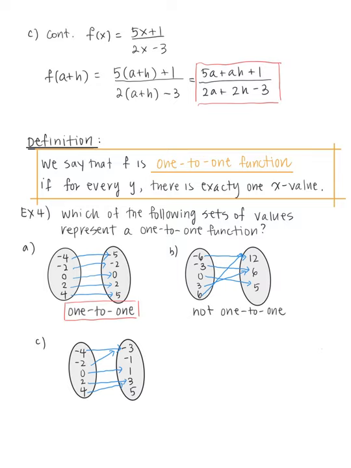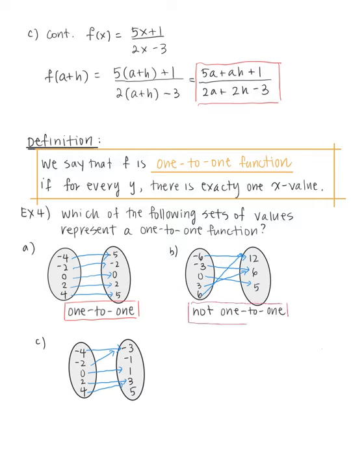And then also look at the y value when y is 6. When y is 6, something similar happens. 6 came from, I should say, negative 3 and 3. So when y is 6, there are 2 different x values. So that tells you that it's not one-to-one. Okay, so let me box that.